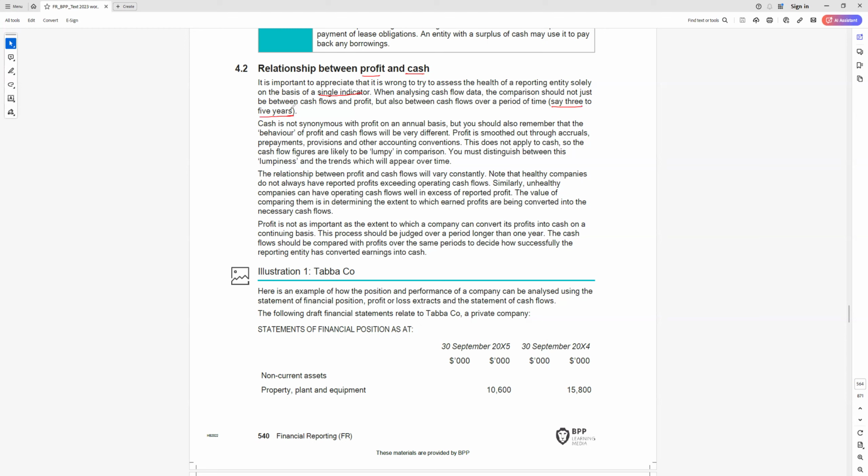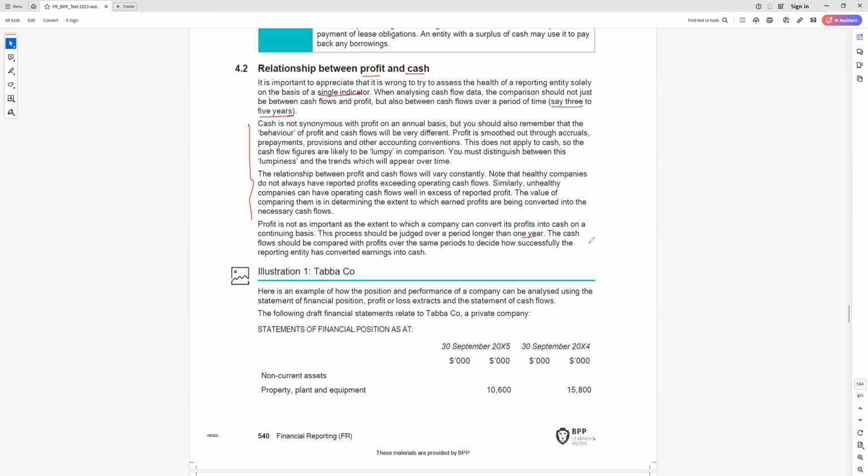At the bottom, they say profit is not important. Profit is not as important as the extent to which a company can convert its profit into cash on a continuous basis. So if you have a profit and this profit is never converted into cash, it's not helpful for the business. This process should be judged over a period longer than 1 year, as we have discussed. This cash flow should be compared with the profit over the same period to decide how successfully the reporting entity has converted earnings into cash.